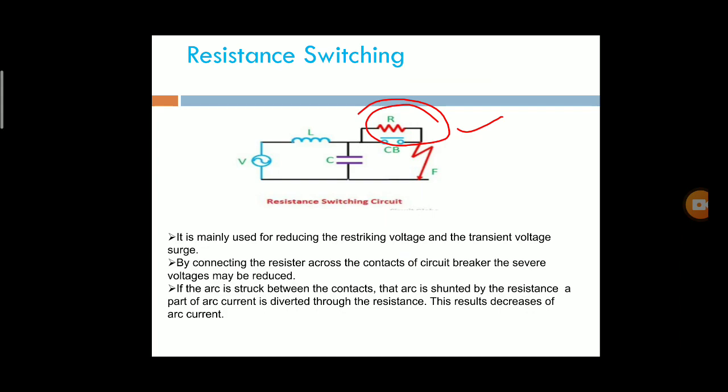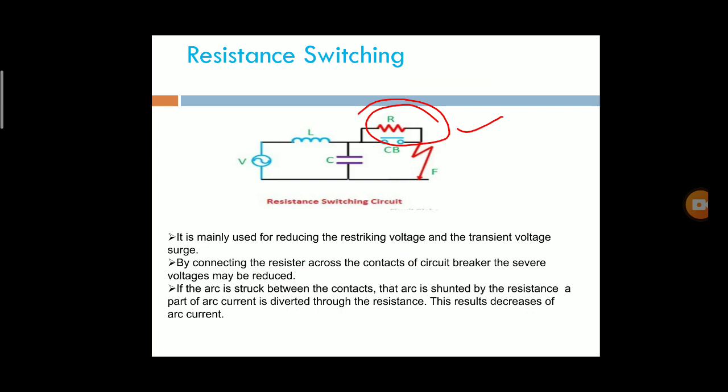By calculating the restriking voltage, after that we calculate the rate of rise of restriking voltage. Then what is the formula for the rate of rise of restriking voltage, and what are the average and minimum values for the rate of rise of restriking voltages, and what is meant by current chopping, and what is resistance switching, and what is the purpose of that resistance switching? That will all be discussed in the present class.